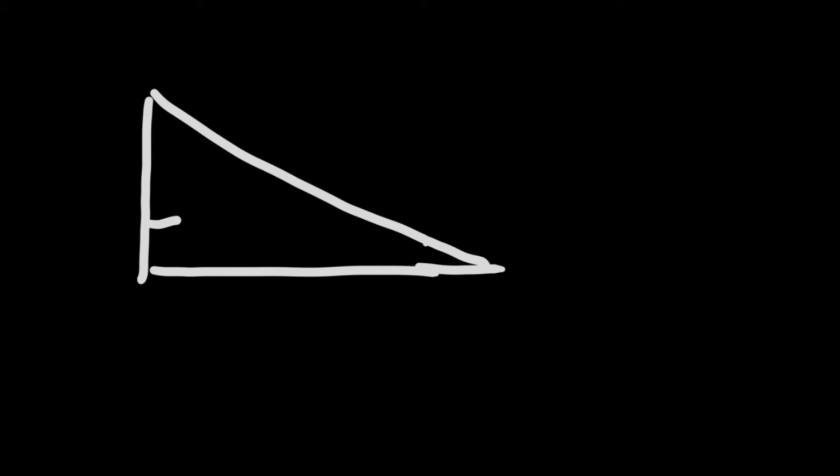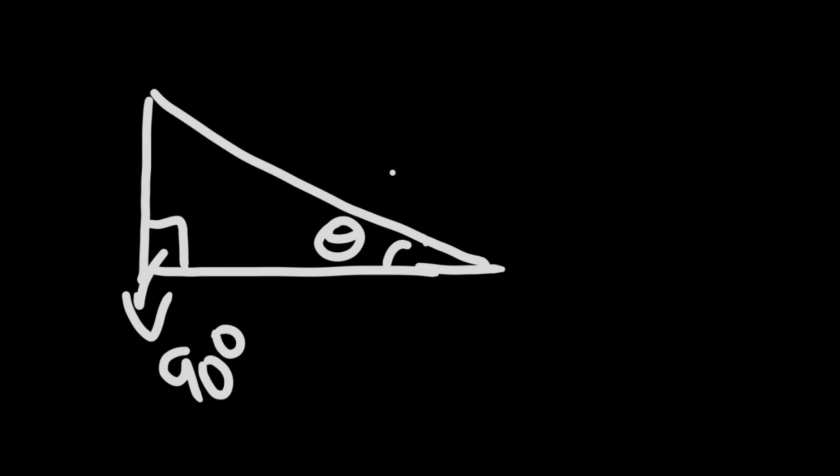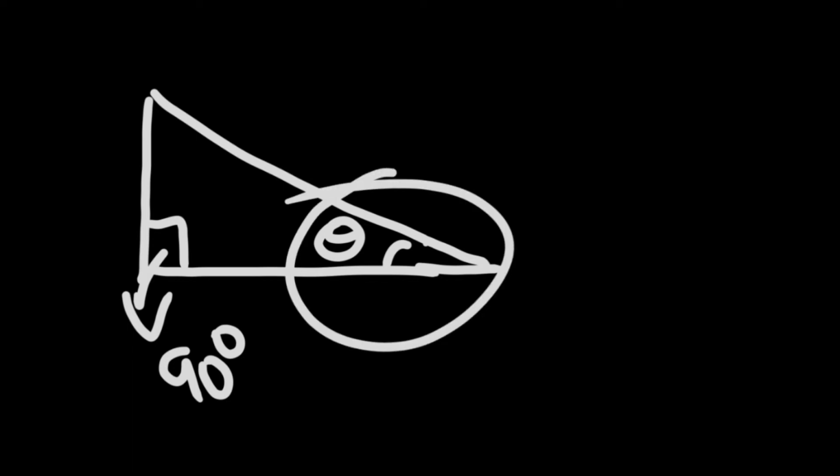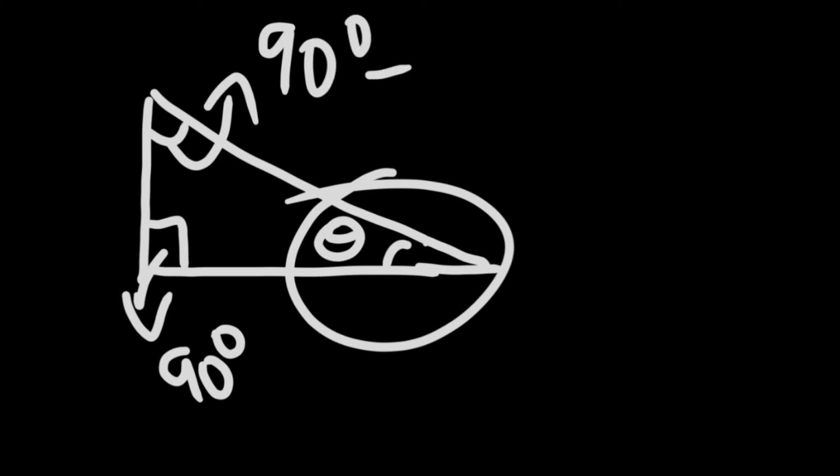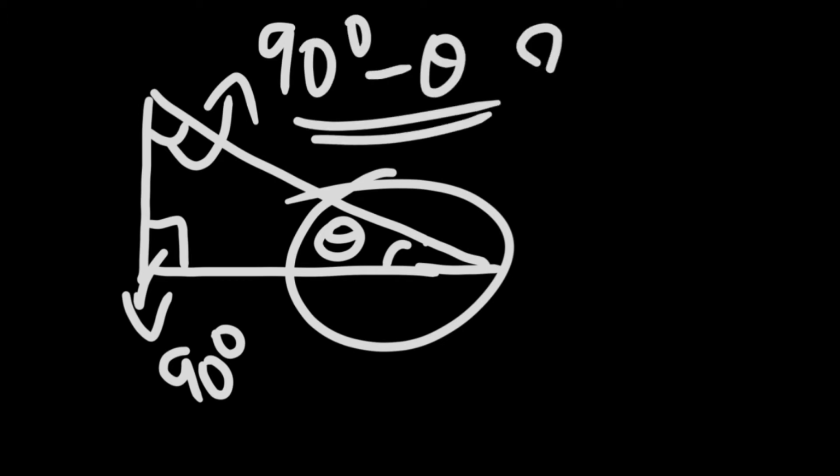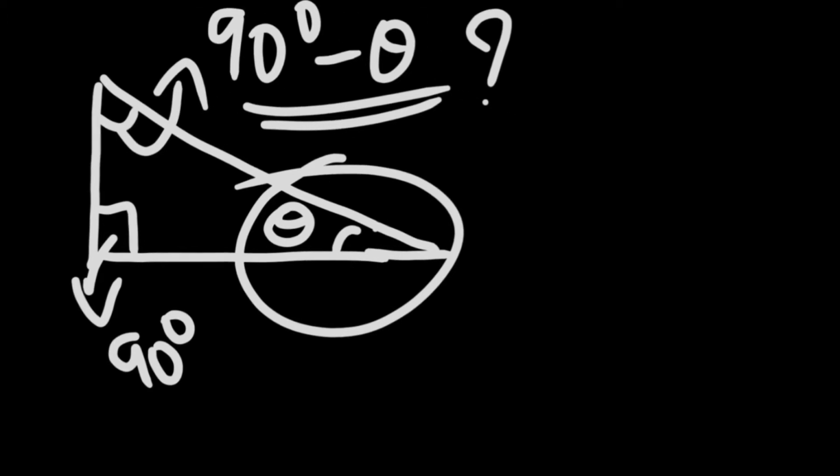So this is 90 degrees, we know. So I'll write here 90 degrees, and this I'll take as some theta. So if this angle is theta, then what about this angle? I'll tell you that this is 90 degrees minus theta. How? Why? Because I'll tell you the proof now.